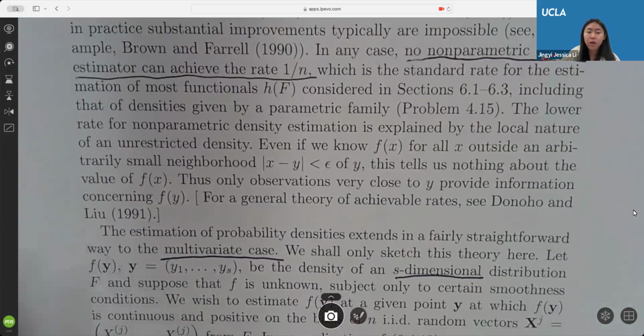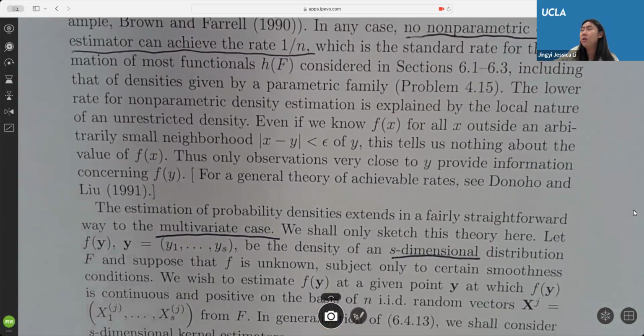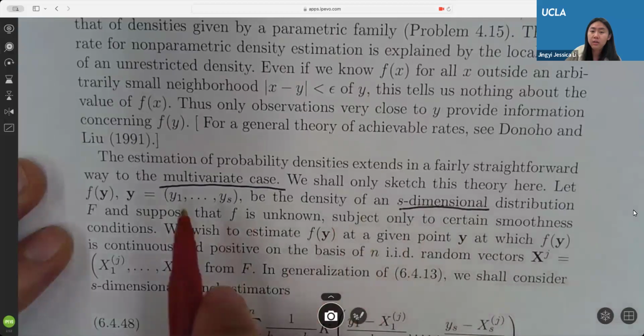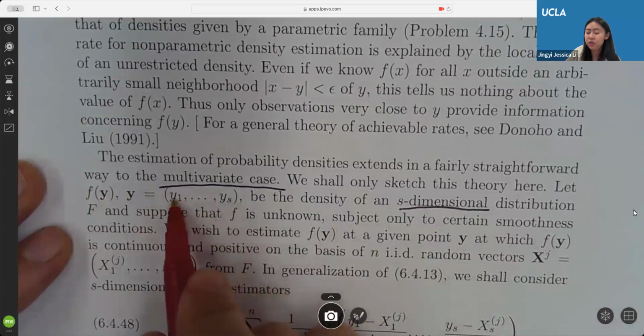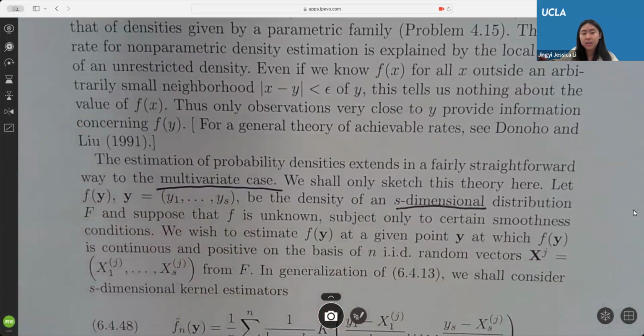Now let's look at the multivariate case. Multivariate case means that now our sample is multidimensional and our distribution is also multidimensional. So this is known as the curse of dimensionality. Whenever your dimension increases, it's more challenging in general. And so here we just talk about this S-dimensional case. So suppose that we are interested in this density defined in an S-dimensional space. So at a particular value, now y becomes an S-dimensional vector.